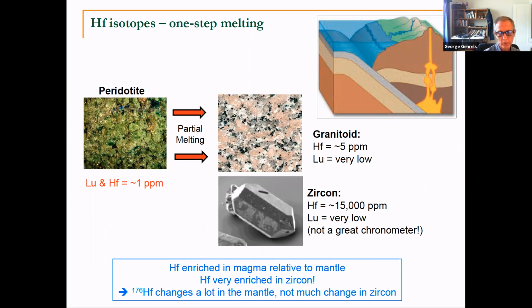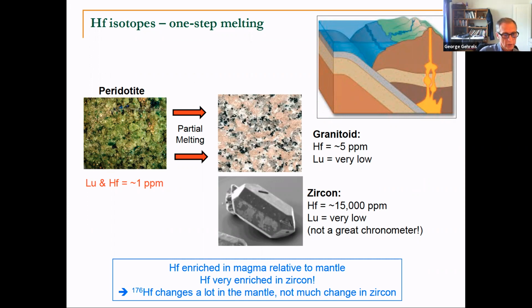And so that's why the lutetium-hafnium system is not really a great chronometer. We don't use this for dating processes because it would be like a zircon that has no uranium, but a tremendous amount of lead, right? There's no parent, no lutetium, and a lot of hafnium, the daughter. And so this is not a great chronometer.